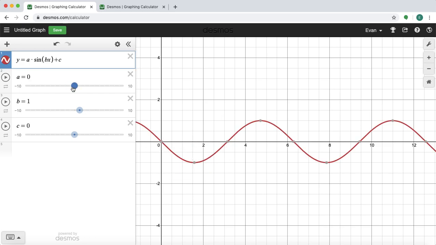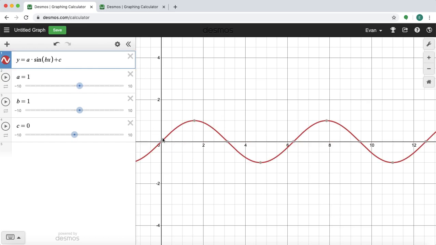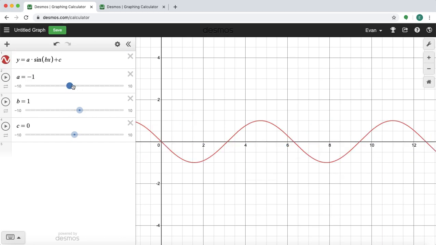Typically when a equals 1 in our standard form, we go up to our maximum first. That's our first stop. Then we go back to 0, down to negative 1, back to 0, 2 pi radians. When it's negative, we go down first. We go from 0 to our minimum, negative 1, back to 0, up to our maximum, back to 2 pi radians.